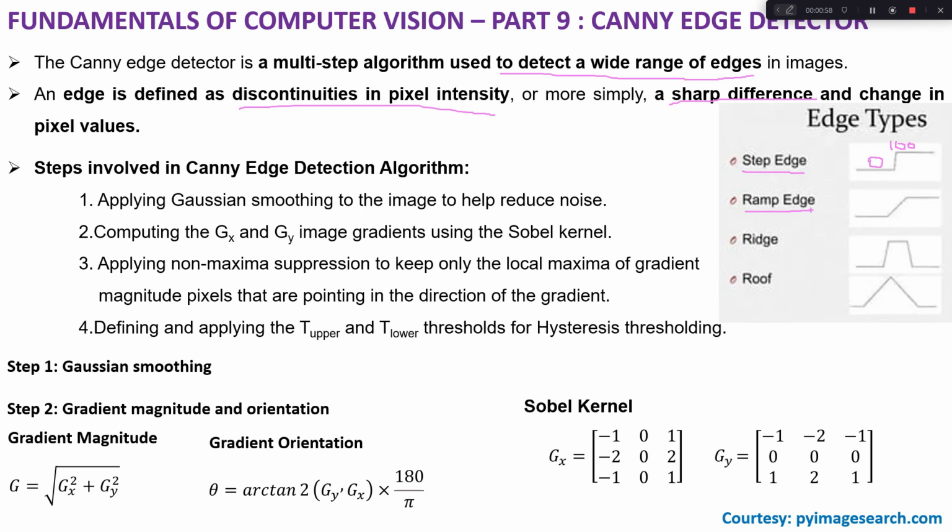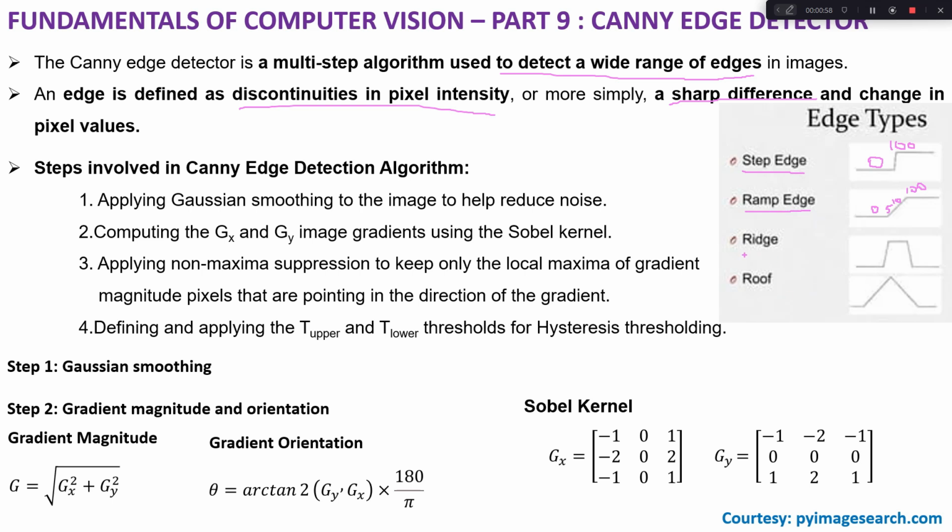The second type of edge which we are going to talk about is the ramp edge. In a ramp edge, instead of having an abrupt change in intensity, we have a gradual variation in the intensity. For example, I can have a pixel with an intensity of 0 and the nearby pixel can have an intensity of something like 5. Then the subsequent pixel will have something like 10. Like that, gradually the intensity increases or decreases and reaches a maximum value. Such a type of edge, we call a ramp edge.